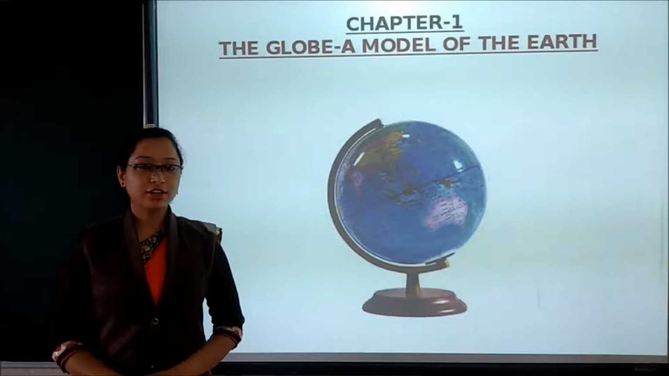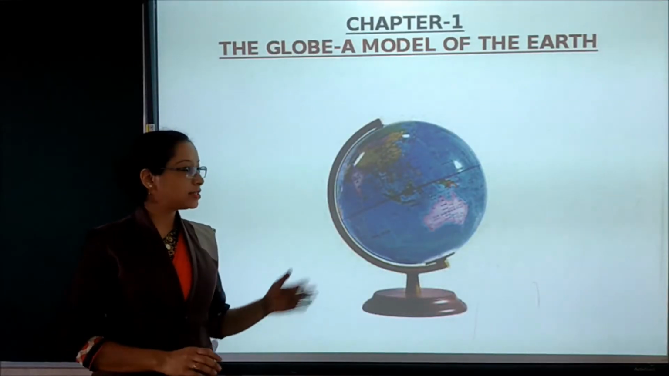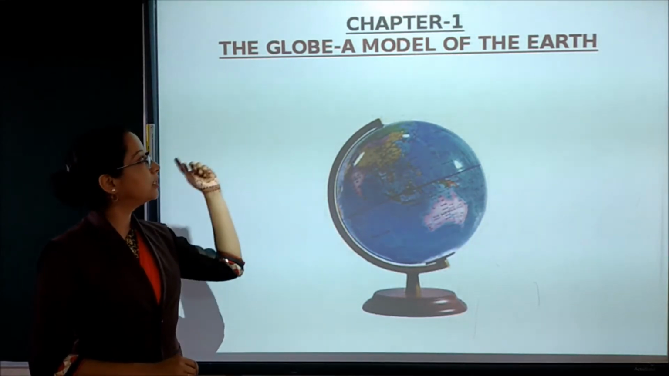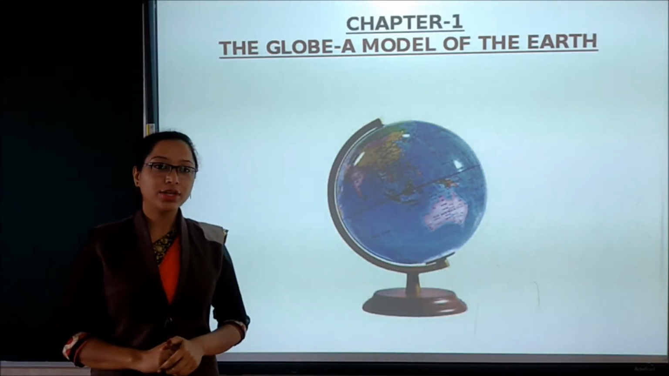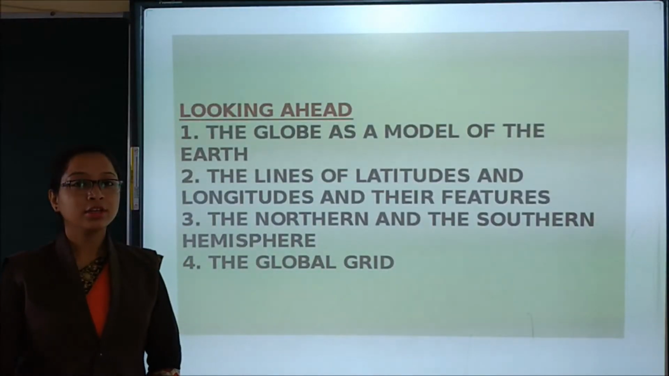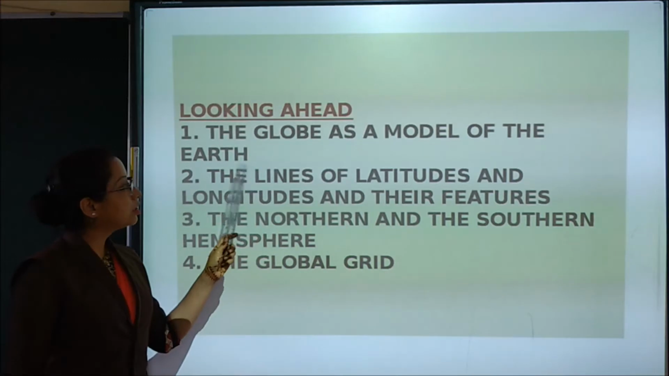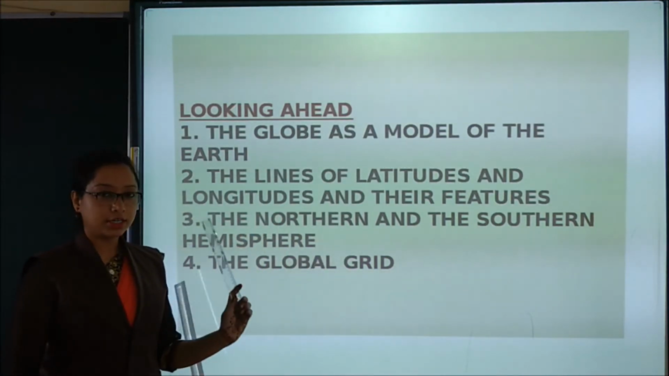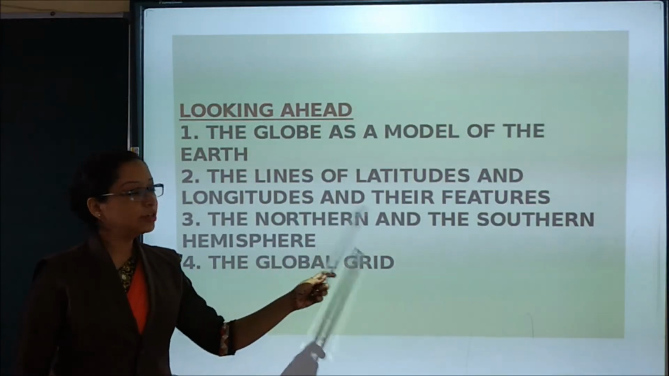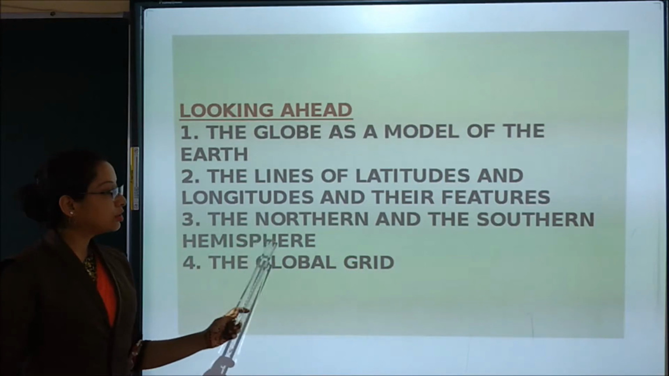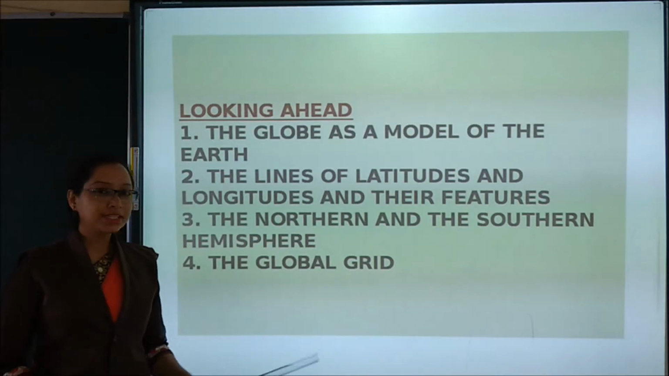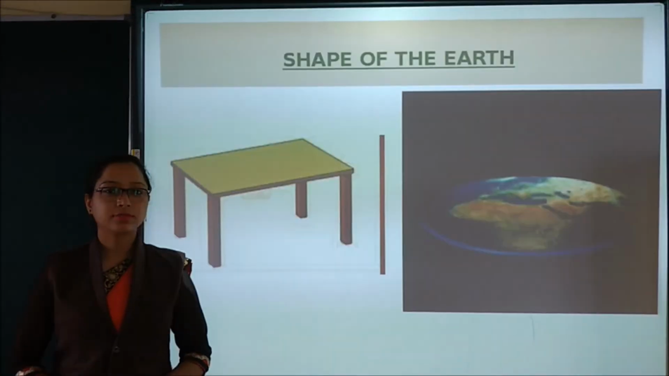So now let's start. What do we see? Yes, this picture is of a globe, and this is the first chapter, chapter number 1, The Globe, a Model of the Earth. In this lesson you will learn about the globe as a model of the earth, the lines of latitudes and longitudes and their features, the northern and the southern hemisphere and the global grid. So all these things we are going to learn in this chapter.